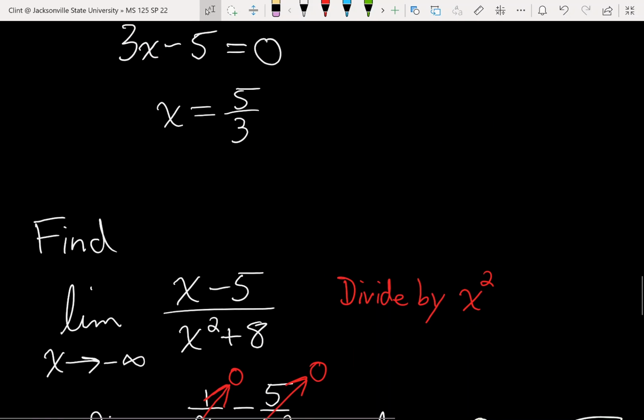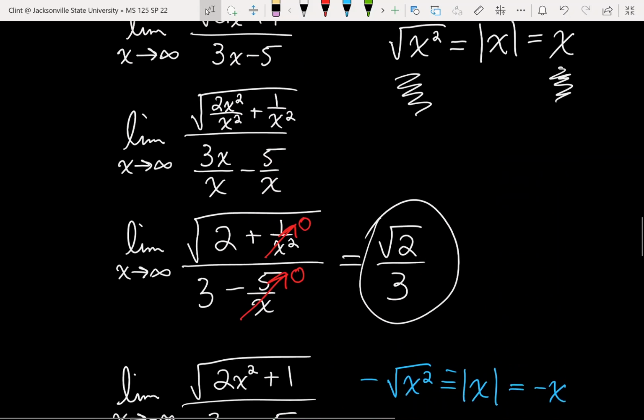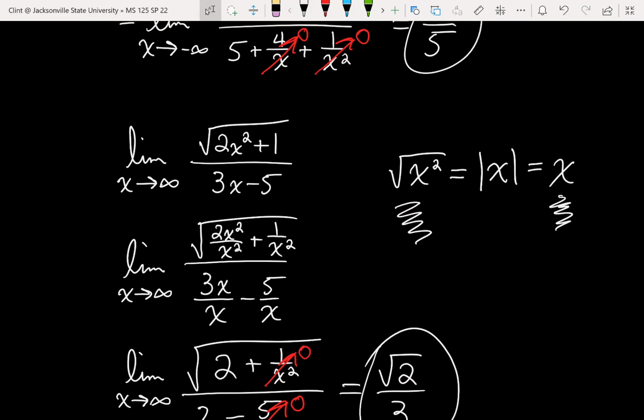And that's even true when we have one like this one we did last time. It's a little bit harder to see because the top was under a square root. But if you think about taking the square root of that x squared, our degree is going to be 1 because it's the square root of x squared. So the degree on the top and the bottom match. So our answer was the ratio of the leading coefficients, square root of 2 over 3.